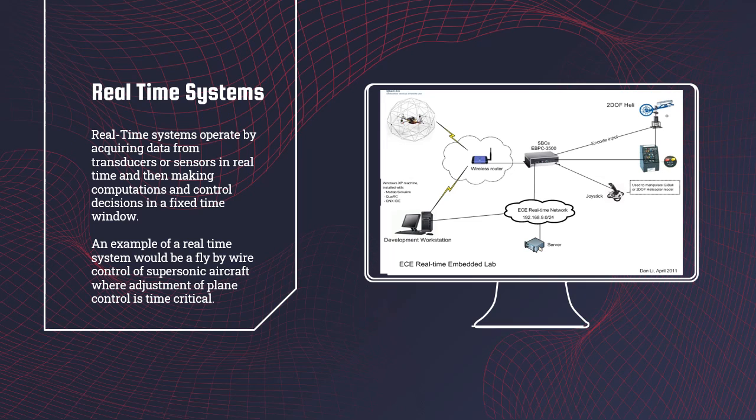Real-time systems. Real-time systems operate by acquiring data from transducers or sensors in real time and then making computations and control decisions on a fixed time window. An example of a real-time system would be a fly-by-wire control of supersonic aircraft where adjustment of plane controls is time crucial.